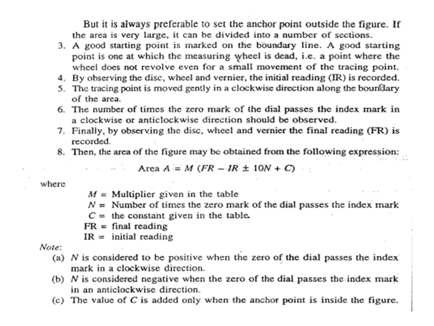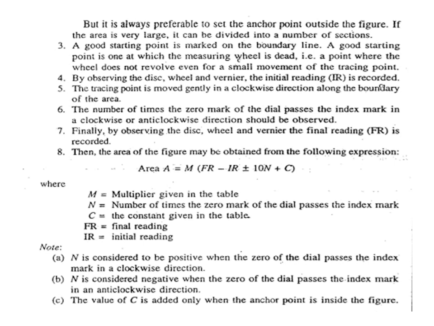By observing the disc, wheel, and vernier, the initial reading IR is recorded. The tracing point is moved gently in a clockwise direction along the boundary of the area. The number of times the 0 mark of the dial passes the index mark in a clockwise or anti-clockwise direction should be observed. Finally, by observing the disc, wheel, and vernier, the final reading FR is recorded.